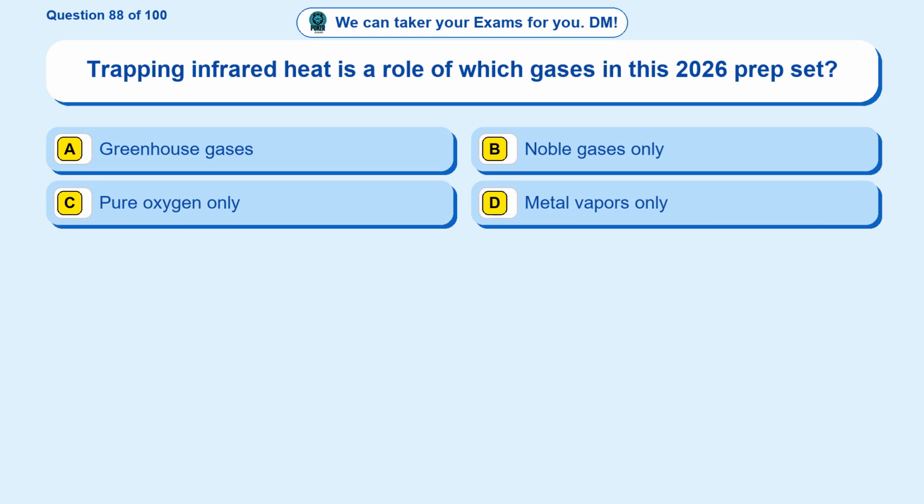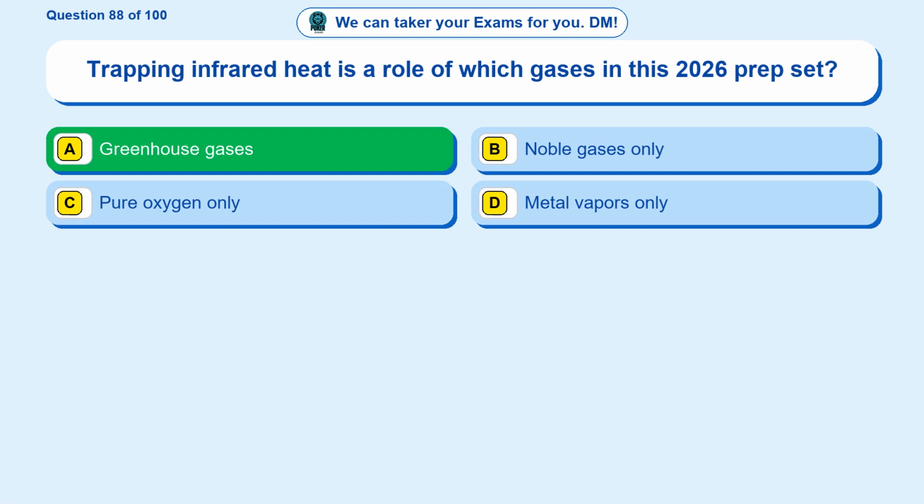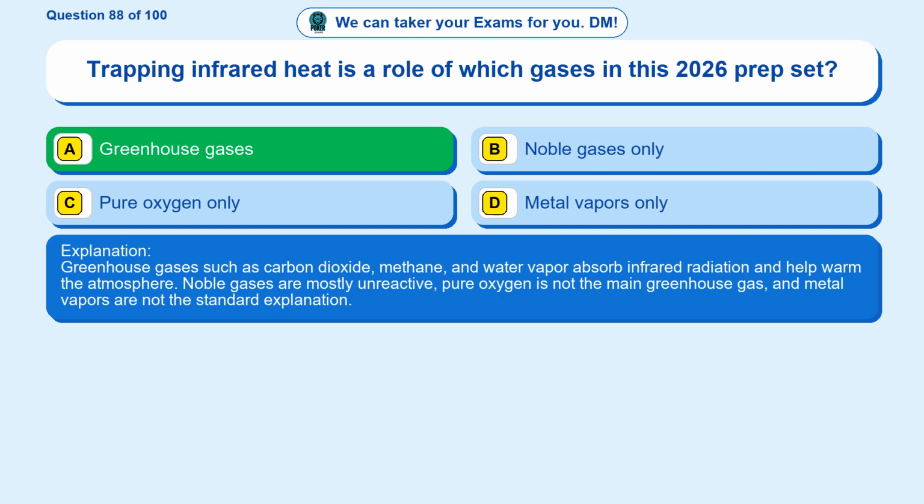Question 88. Trapping infrared heat is a role of which gases in this 2026 prep set? Option A, greenhouse gases. Option B, noble gases only. Option C, pure oxygen only. Option D, metal vapors only. The correct answer is option A, greenhouse gases. Greenhouse gases such as carbon dioxide, methane, and water vapor absorb infrared radiation and help warm the atmosphere. Noble gases are mostly unreactive, pure oxygen is not the main greenhouse gas, and metal vapors are not the standard explanation.